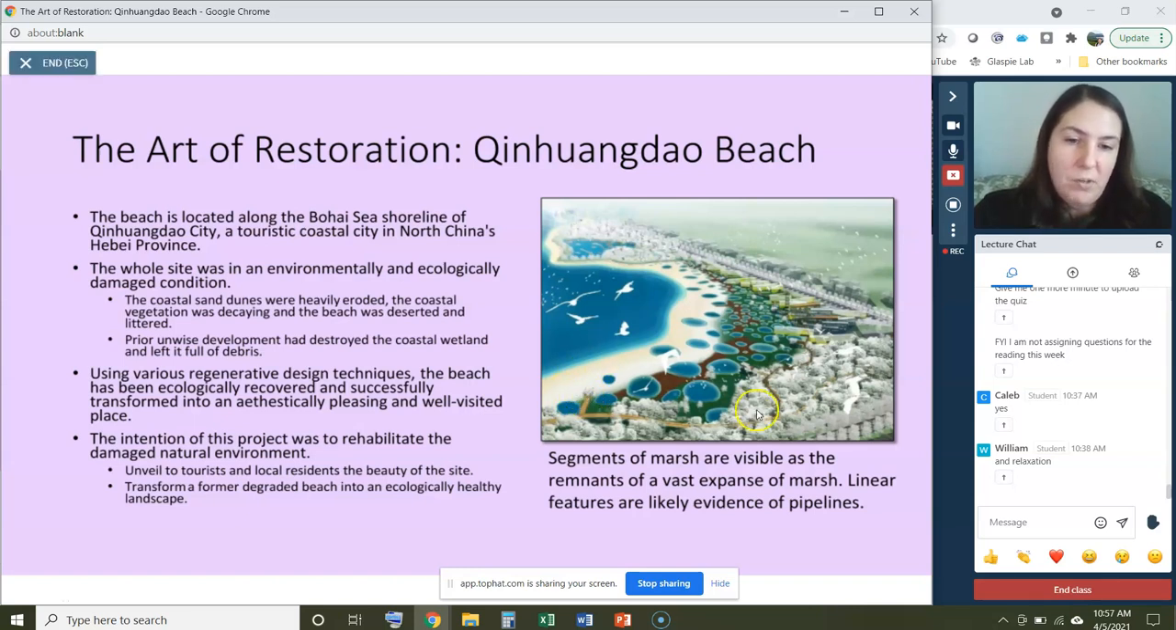There's also a coastal boardwalk to allow people to take in the natural beauty and to access this point. So the idea is that if more people care about it, they'll take better care of it and it won't become a garbage dump in the future. So they wanted to unveil to tourists and local residents how beautiful this site could be and transform this degraded beach into an ecologically healthy landscape, focusing on birds.